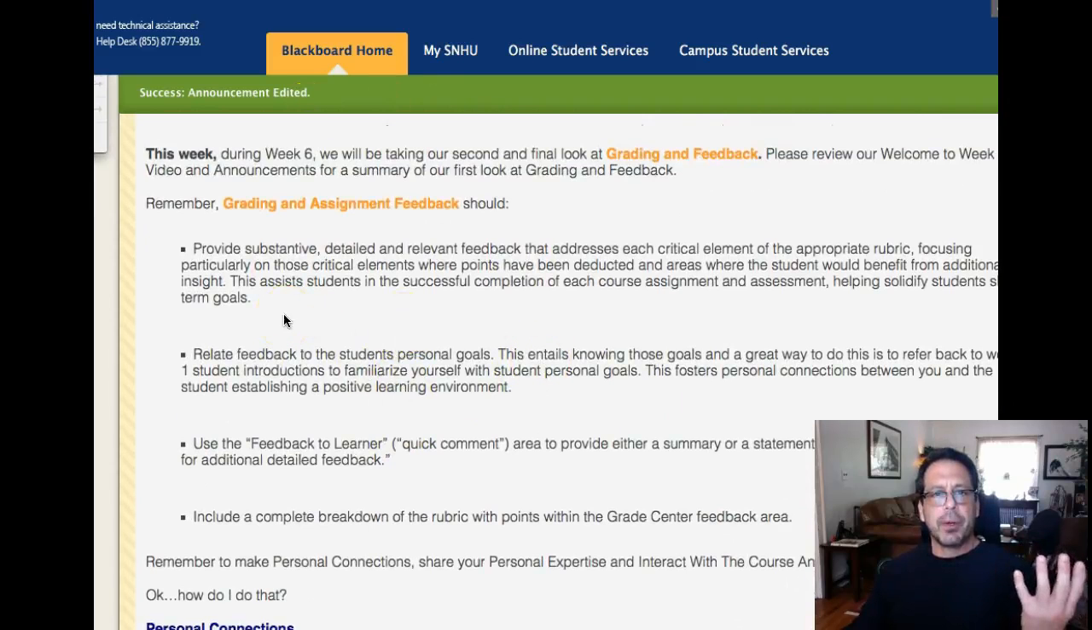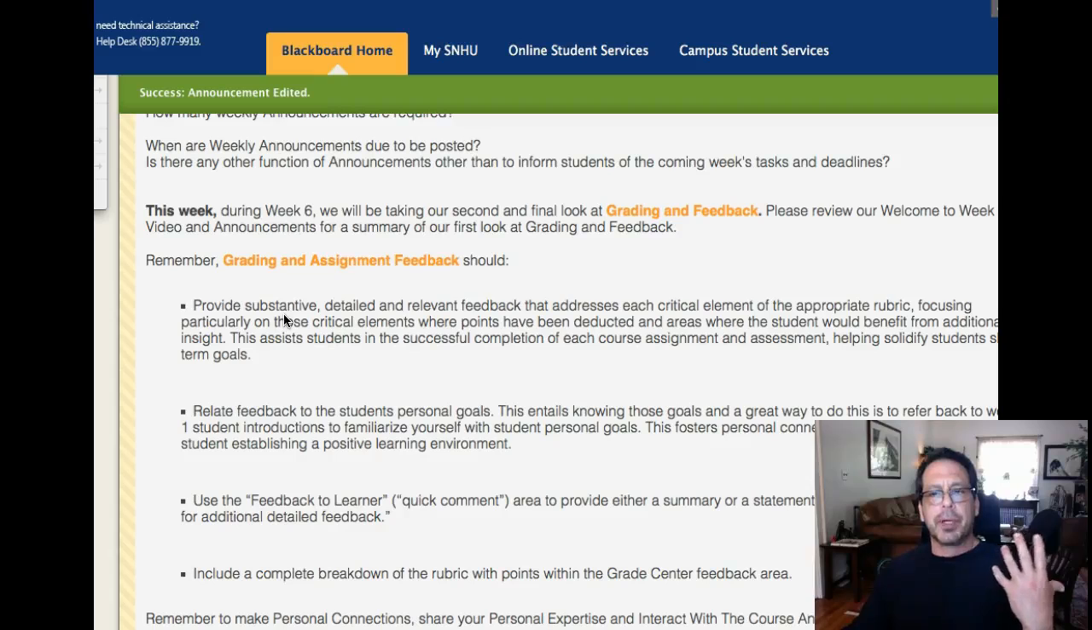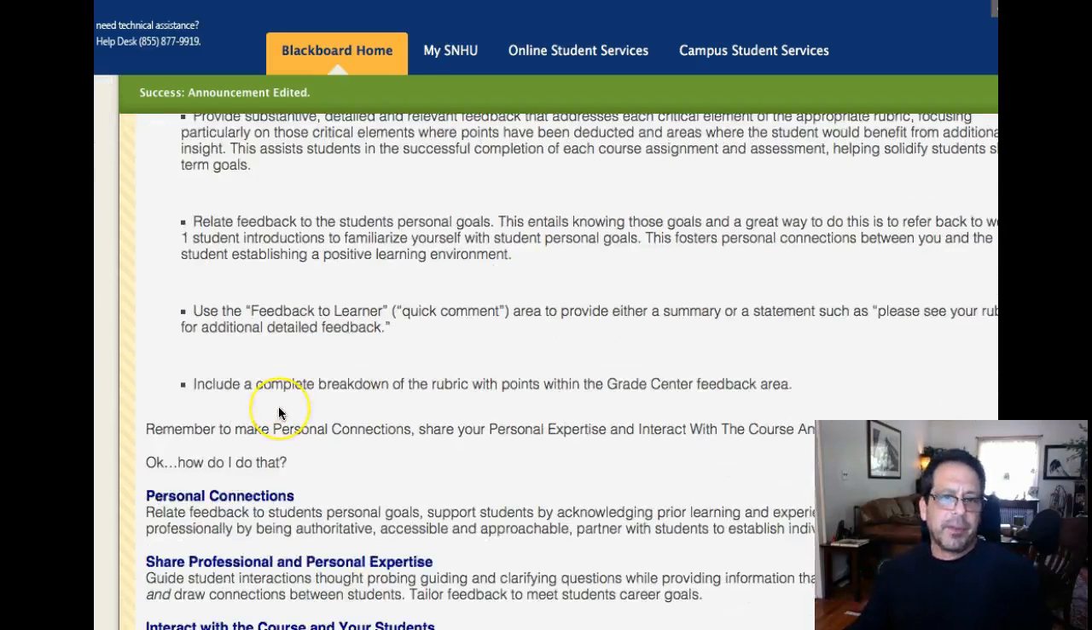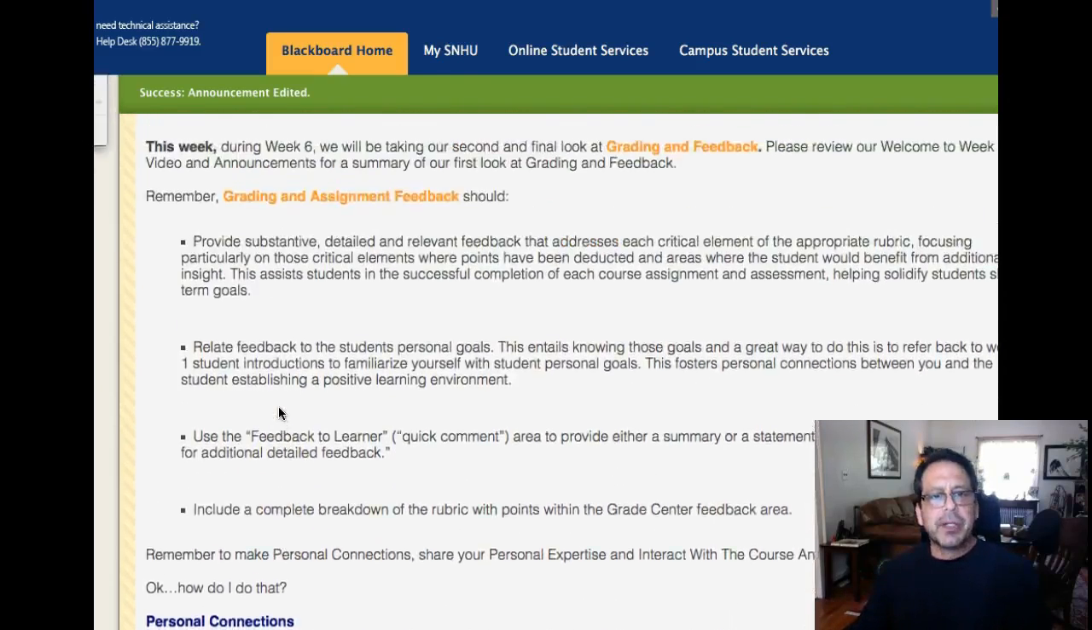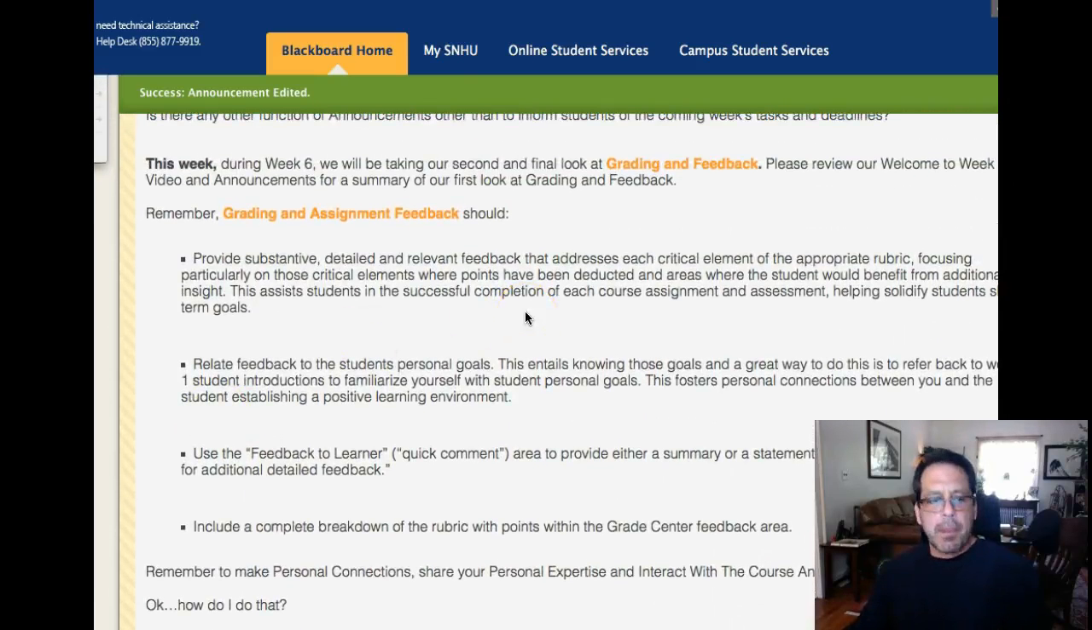Where does the rubber hit the road? We can talk about rubrics and faculty fundamental promises till the cows come home. At the end of the day, we really want to know, how do I do it? What do I need to do? So I've provided some pretty good foundational cornerstones of what you're being asked to do, specifically regarding grading and assignment feedback.